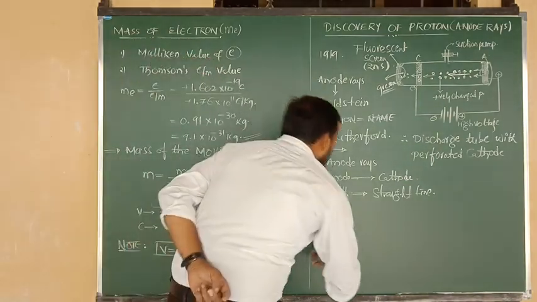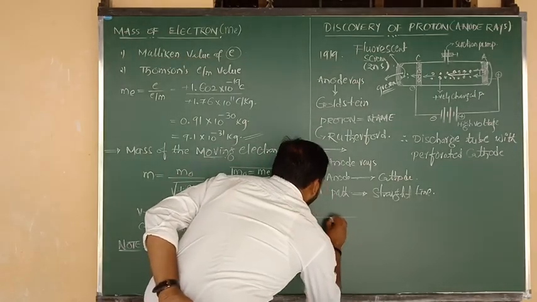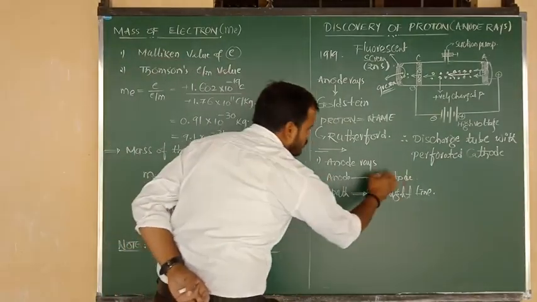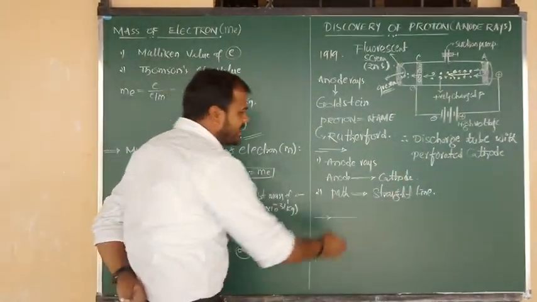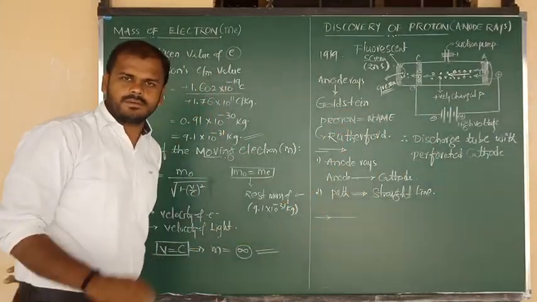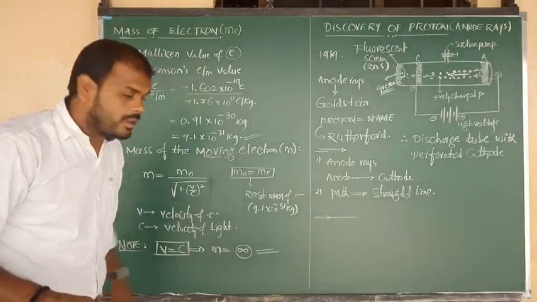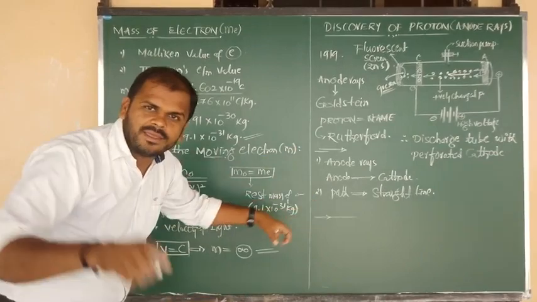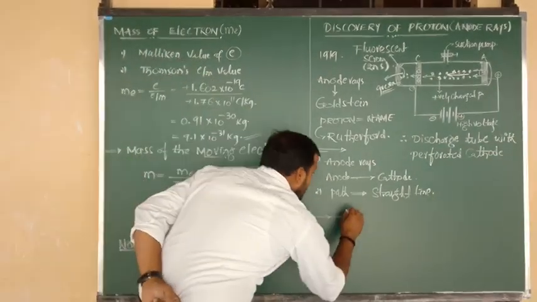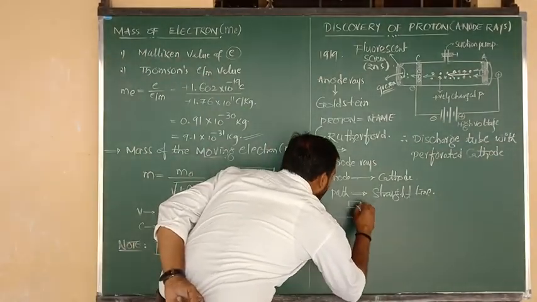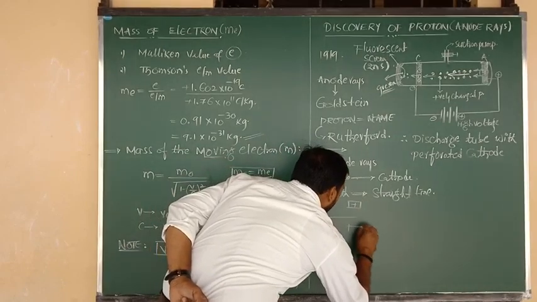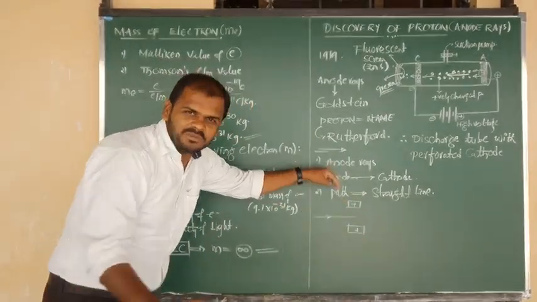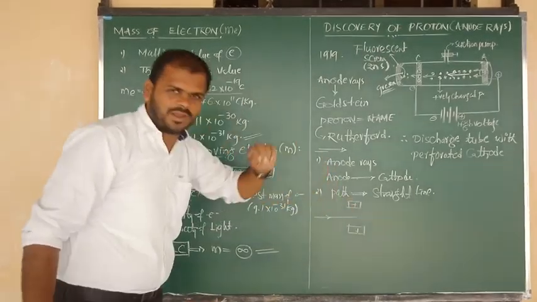Suppose there is one anode ray. It was moving from anode to cathode in a straight line. Now, in the direction of this anode ray, I am going to apply the electric field. It means on one side we arrange a positive metal plate, and on the other side a negative metal plate. So the positive plate and negative plate make the electric field.